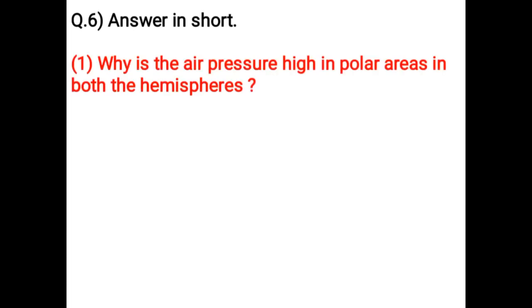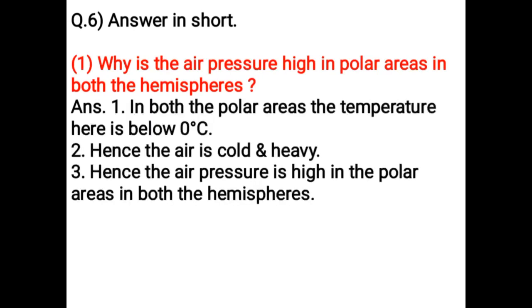Answer in short: why is the air pressure high in polar areas in both the hemispheres? In both the polar areas, the temperature is below 0 degrees Celsius. Hence, the air is cold and heavy. Hence, the air pressure is high in the polar areas in both the hemispheres.